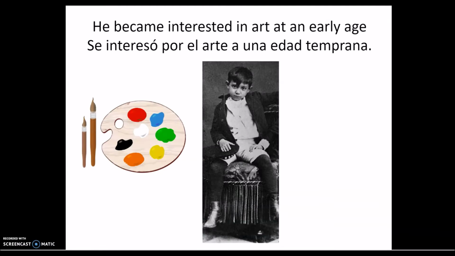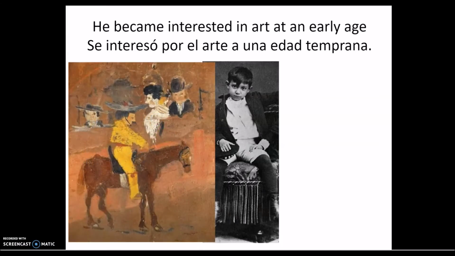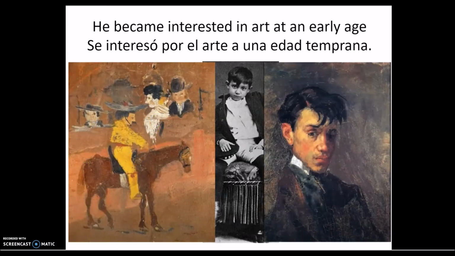Picasso became interested in art at an early age. His father was an art teacher and started giving him lessons at age 7. By age 9, he was creating paintings, and at age 15, he created his own self-portrait. So as you can see, he was a very talented artist at an early age.